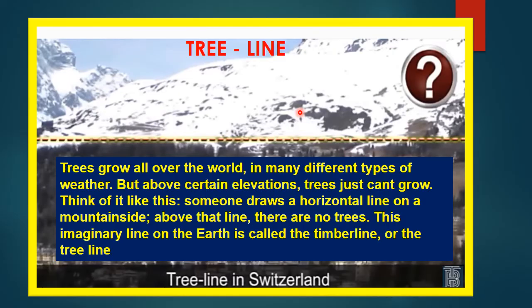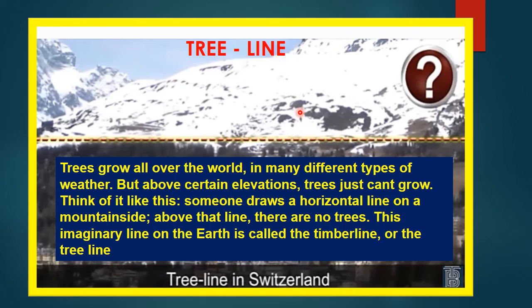Now children, what is tree line? You know what is tree line? Trees grow all over the world in many different types of weathers, but above certain elevation, above a certain height, trees just cannot grow. Think of it like someone draws a horizontal line. You can see the line is drawn with dotted here on a mountain side. Above that, there are no trees. There will be no vegetation.